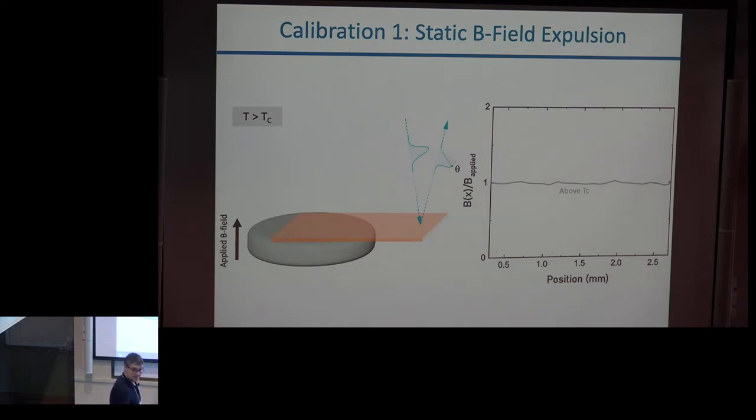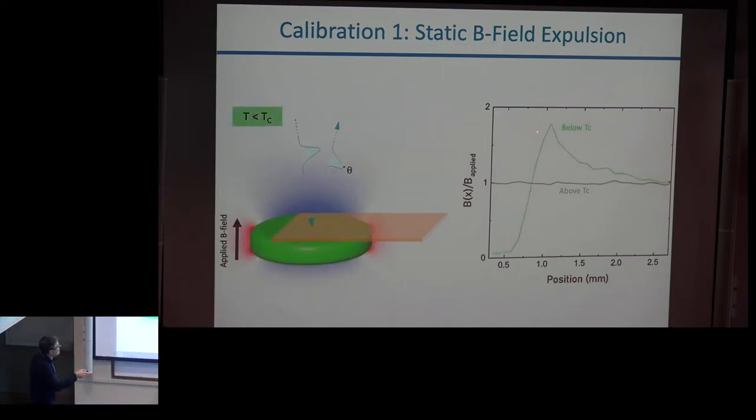So now I cool below TC, and there's not too much animation here. So I scan this, and here I find that the magnetic field gets more intense immediately outside and becomes 0 inside. So calibration number 1 works. You can use this method to measure the Meissner effect in equilibrium.